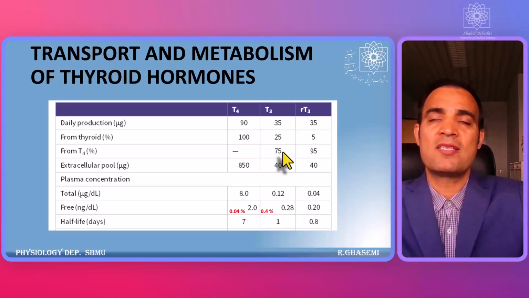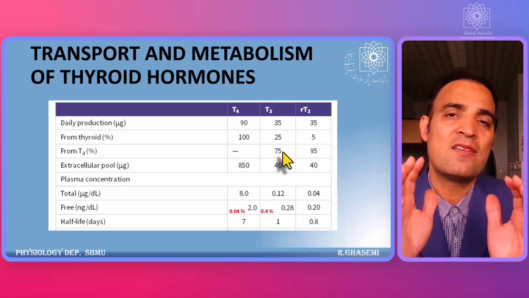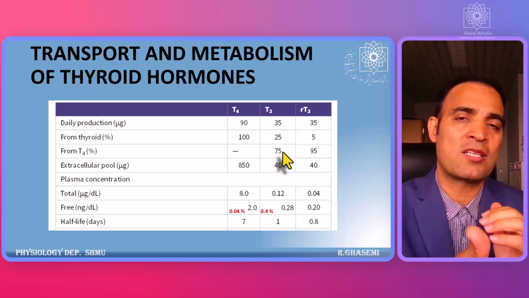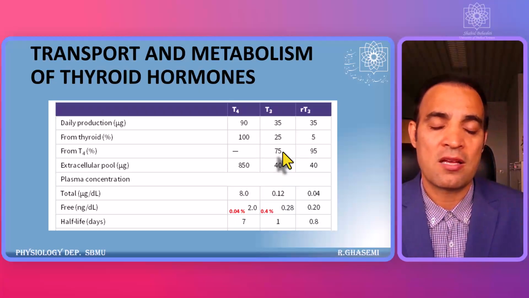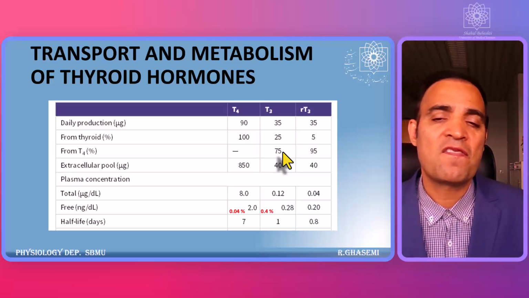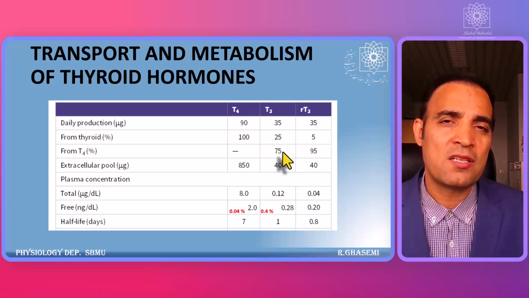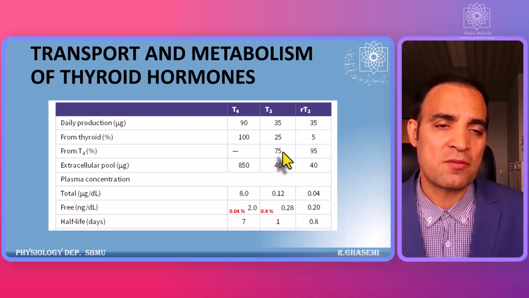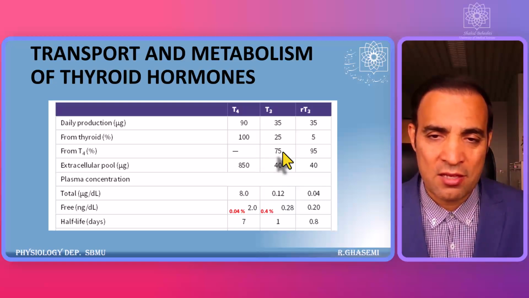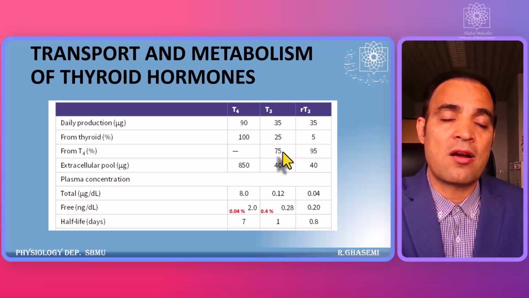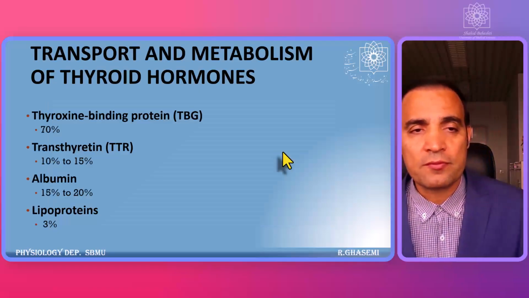Do you know why? Because in the blood circulation, these T4s are connected to proteins, and therefore they are protected against the metabolizing enzyme. For T3 and reverse T3, the free form is much higher, and on the other hand, the half-life is shorter.